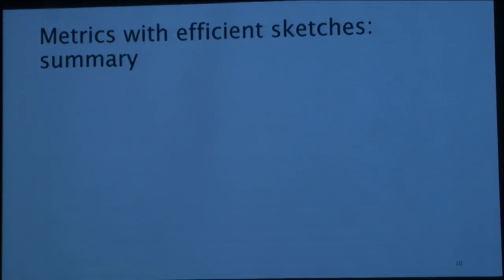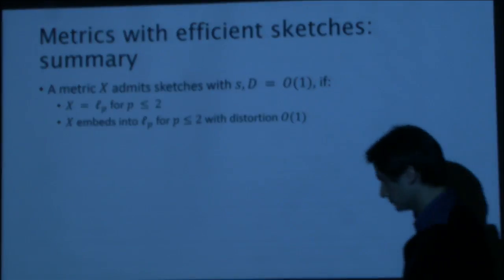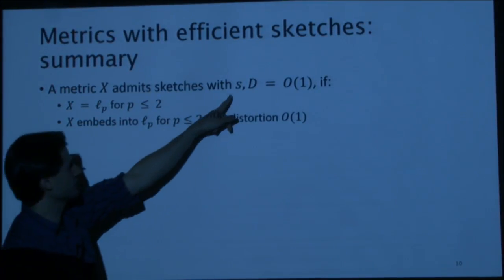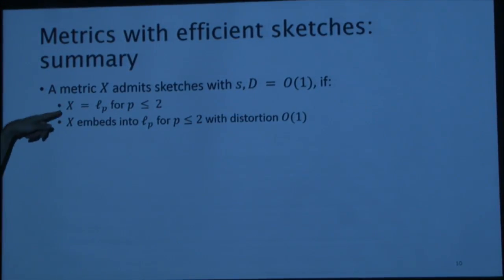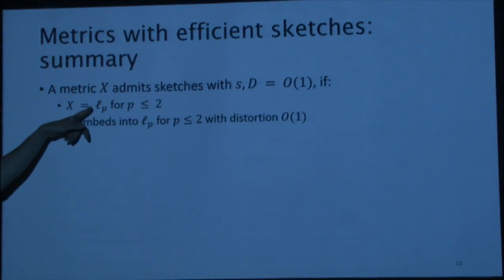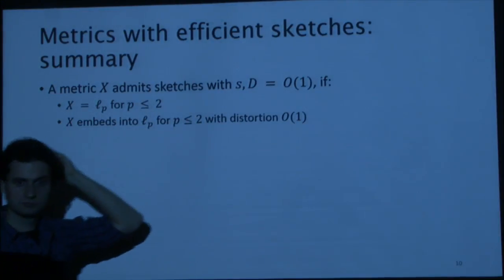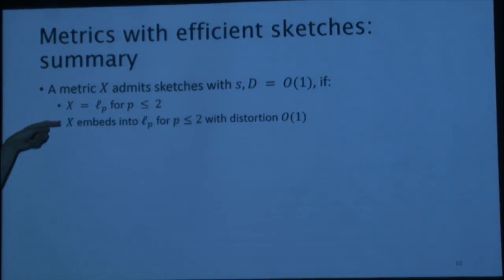So we can do this, and what can we do? Just to conclude what we've seen so far: a metric X admits sketches with constant sketch size and constant approximation if it is an L_p space for p at most 2, by this p-stable distribution argument, or if X can embed into L_p for p at most 2 with constant distortion. So this is the case that we know how to do directly, and whatever we can reduce to this case, we can do as well.